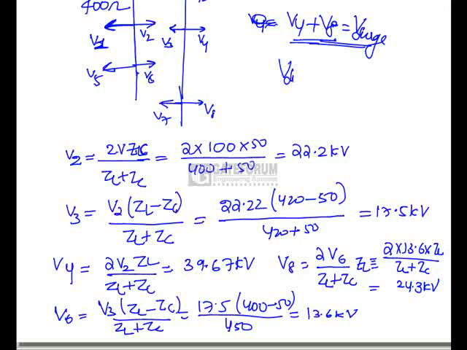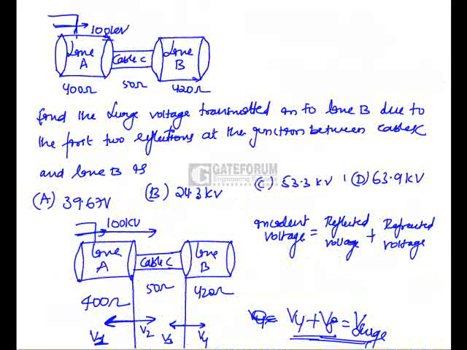Now what is V surge here? V surge is equal to V4, which is 39.67 kilovolts, plus 24.3 kilovolts. So the answer is 63.97 kilovolts. That is option D, the correct answer.